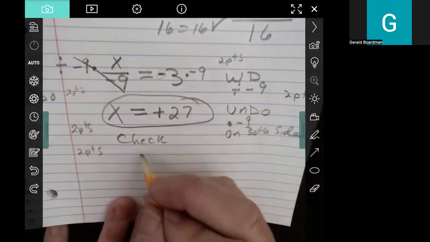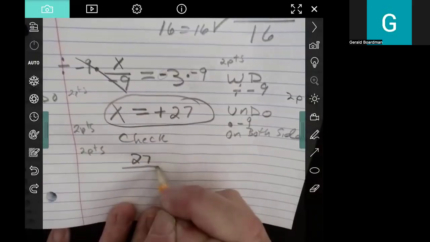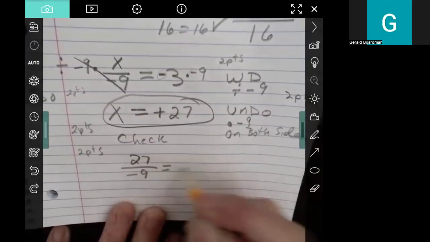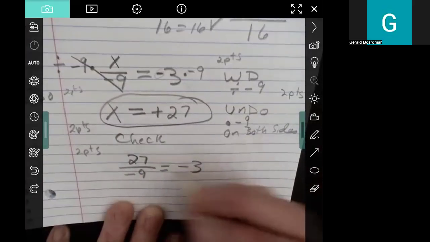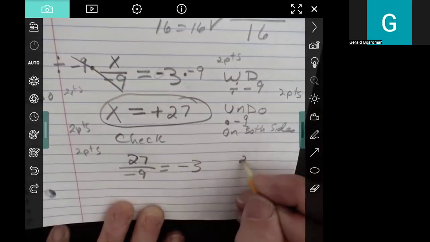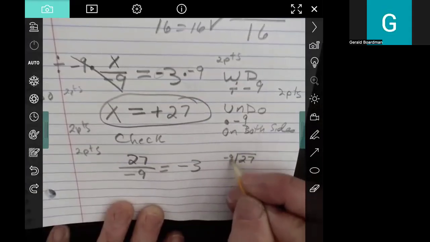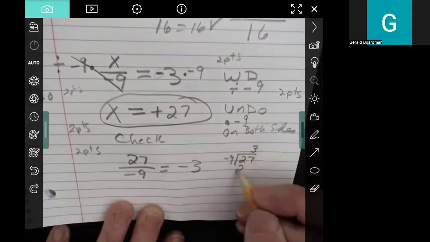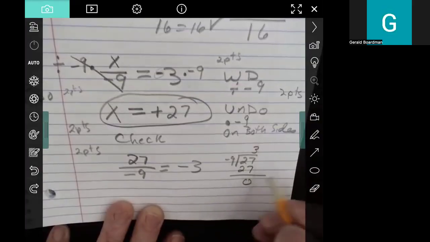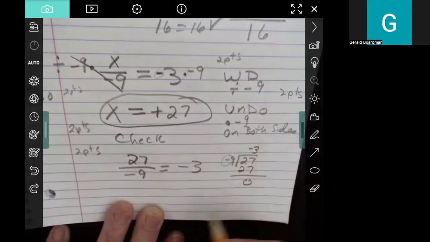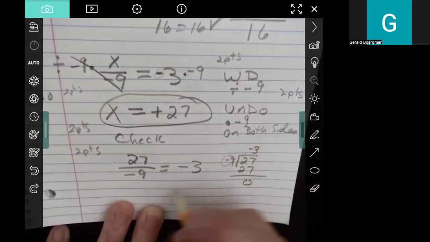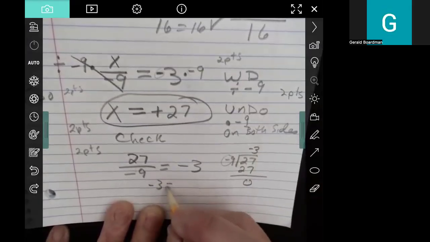The check then means that I take the 27 and I divide by negative 9, and that should equal negative 3. But I actually do that. I don't just write that down and say check. I do 27 divided by negative 9. 3 times 9 is 27. We get a 0, and because it's negative here, I have to have a negative up there. So this negative 3 equals negative 3.